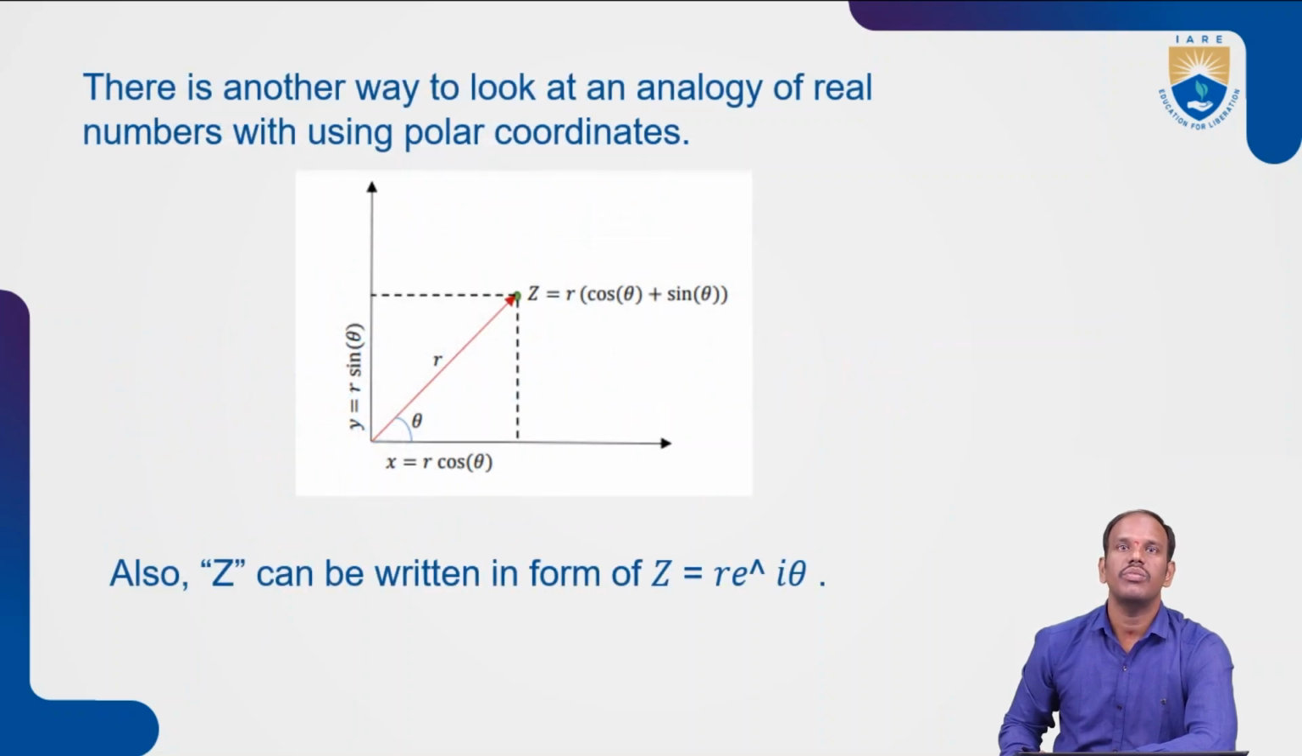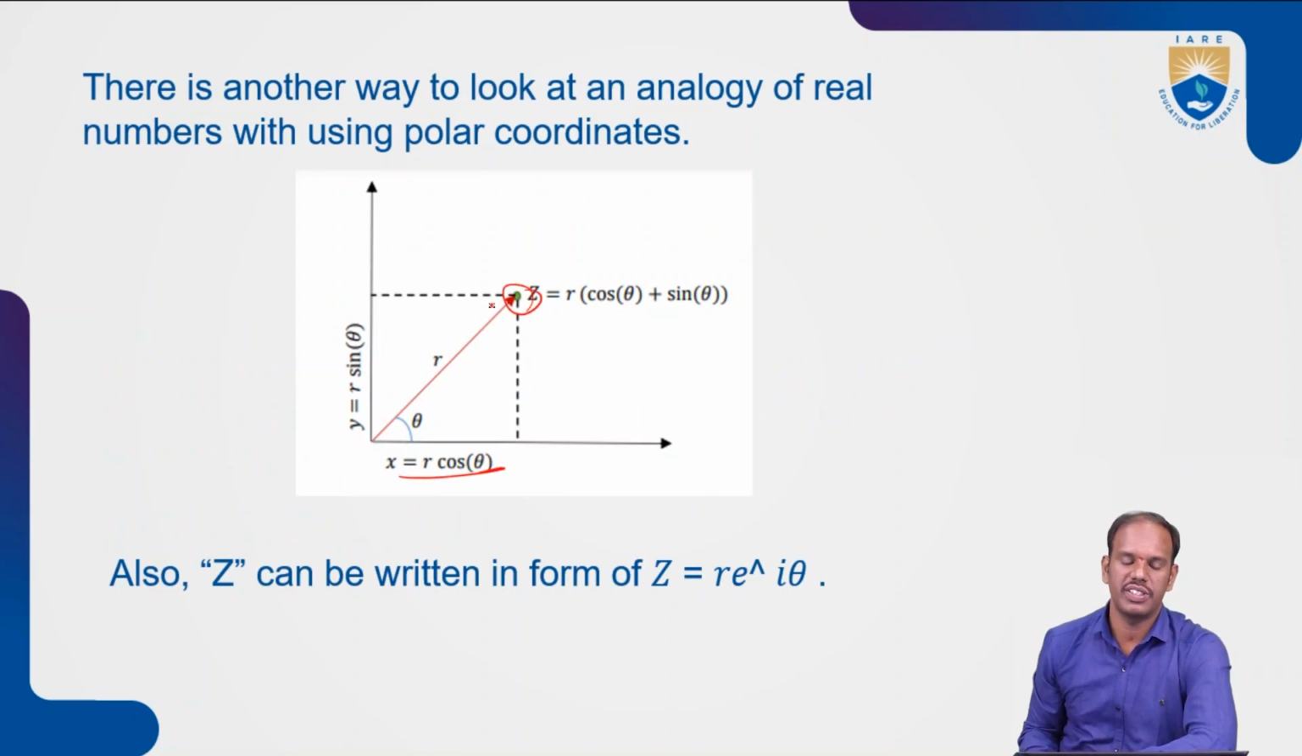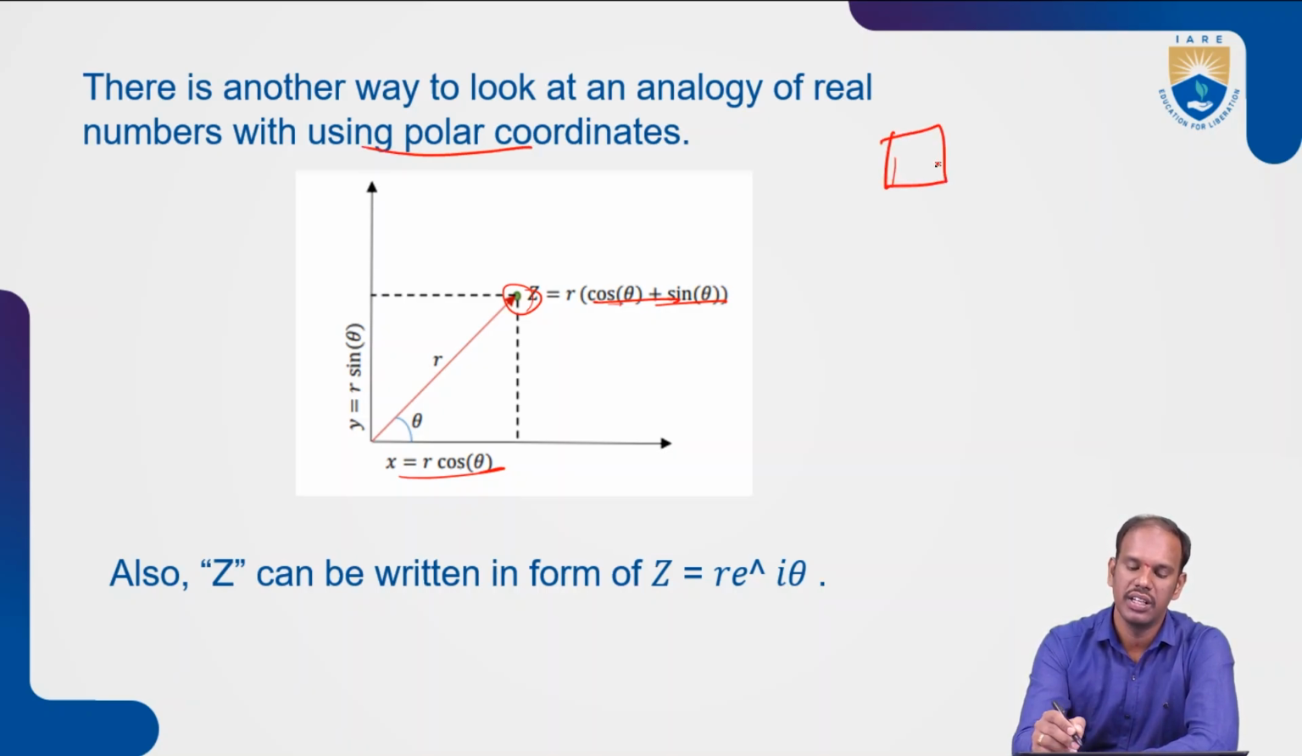Now we can see r cos theta. There is a Z transformation. You can see Z is a point with a radius. So r cos theta plus i sin theta. Another way is to go for polar coordinates in analog or real problems. The polar coordinate system is not rectangular; rectangular is Cartesian coordinates.